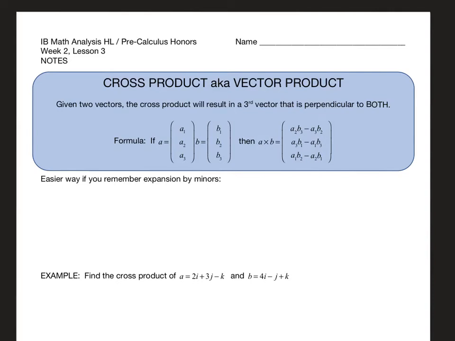Week 2, lesson 3. Okay, so this one is about something called the cross product. It's also known as the vector product. There's a fairly detailed formula that you're looking at right here. Probably most important to recognize is that if you're given two vectors and you do the cross product, you end up with a third vector. Okay, so your result is a vector, not a number, and it's perpendicular to both of the originals.